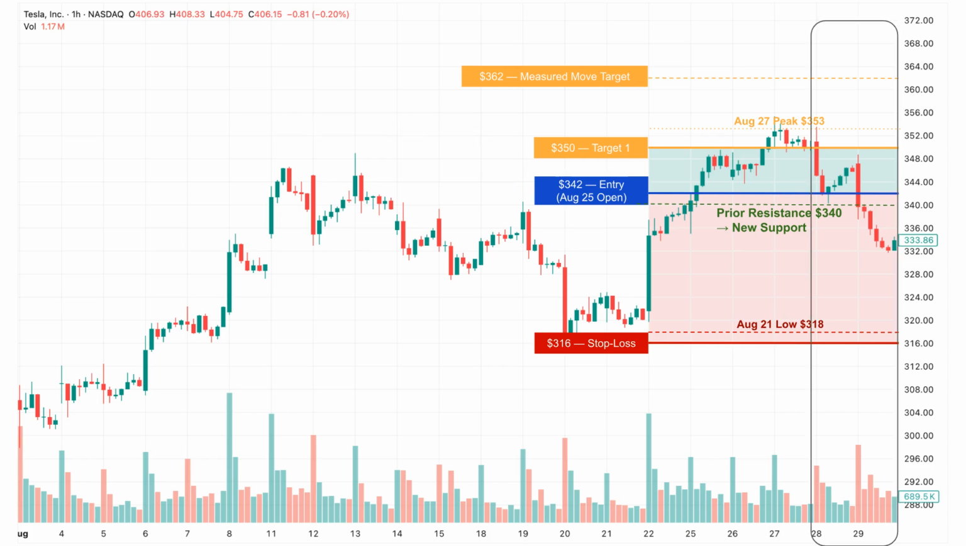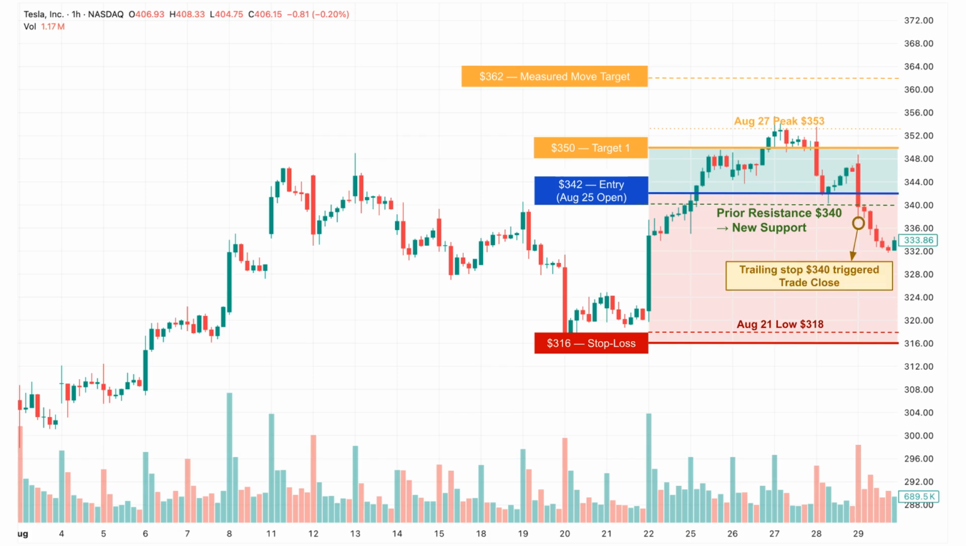August 28th through 29th. Distribution begins. Sharp red candles with rising volume signal institutional selling into retail demand. This is consistent with one of the false breakout causes discussed before, institutional dynamics working against the move once a natural resistance level is reached. August 28th closes at $346, a lower close. Then August 29th opens at $336, triggering the stop by gapping below the trailing stop at $340. The remaining position exits near the open.